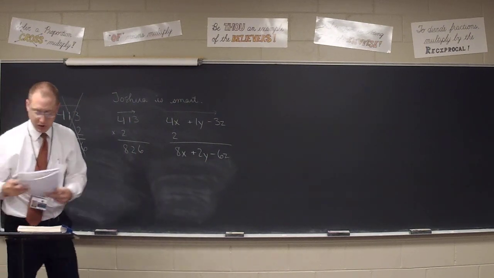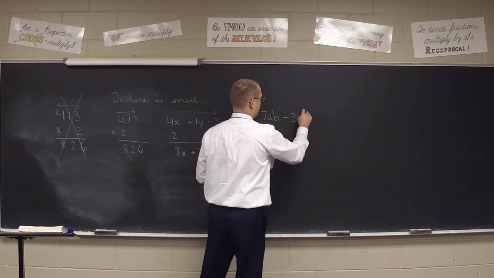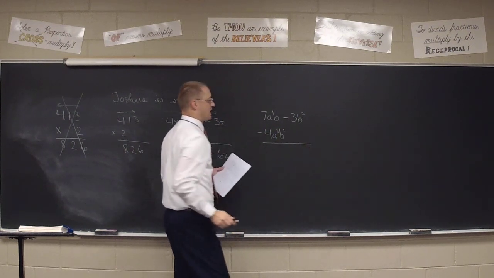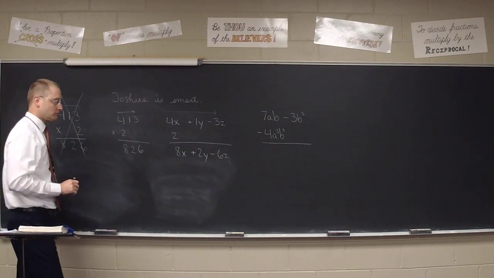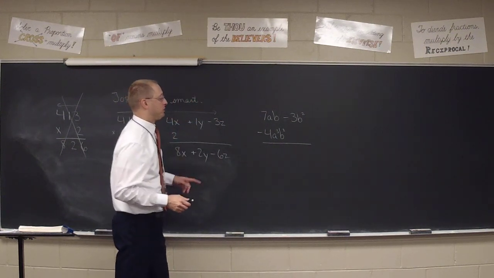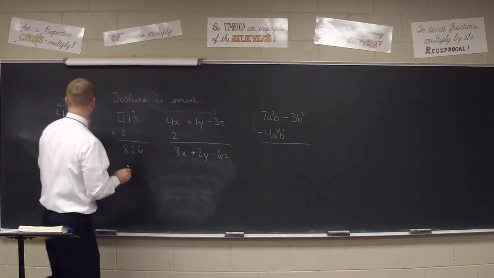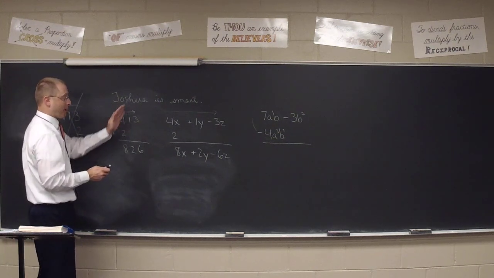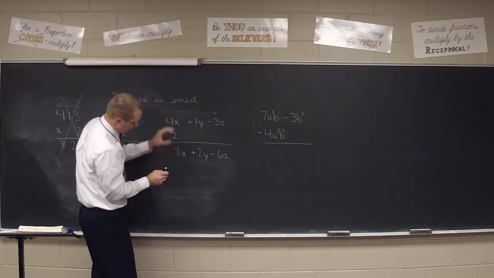Write this example in your notes if you would. Let's get a little bit more algebra-y by mixing in a few more letters here, since that's what we want to do in algebra. Let's multiply 7ab minus 3b squared by negative 4a cubed b squared. Well, we're going to multiply sign, number, letter once here, just as we multiplied the 2 by the 4x, 2 times the 1y, 2 times the negative 3z.